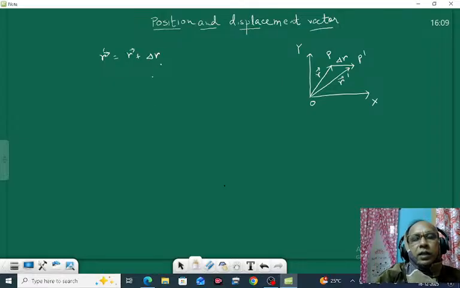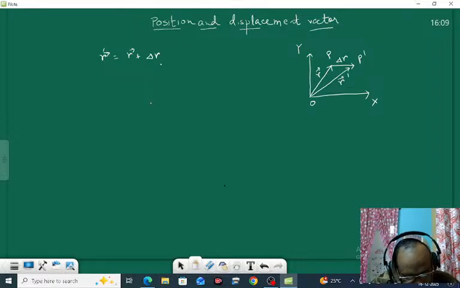What is del r? Del r is the change in position, and this del r is what we call the displacement vector. This is the r vector, and this is the r dash vector. According to the triangle law of vector addition, r vector plus del r equals r dash, which is the resultant of r plus del r. Here you can say that del r is the displacement vector.